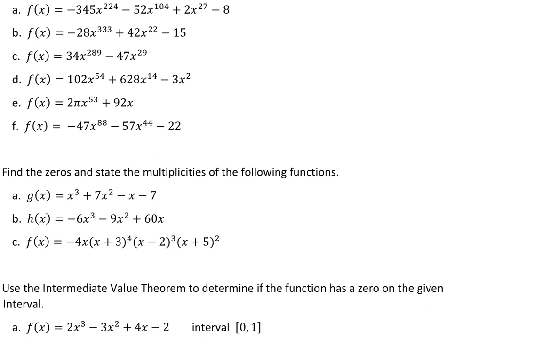So number 48 is asking us to determine the end behavior of some polynomial functions. So when we're doing that, we only need to pay attention to the first term of the polynomial, as long as the first term of the polynomial has the highest power or degree. And so for part A, let's look at this. So we see that the power is 224 and the constant in front is negative 345. And so the things that are important is that the power is even and the constant in front is negative.